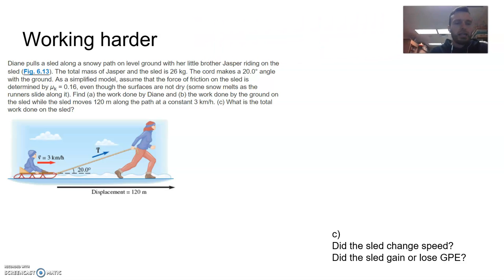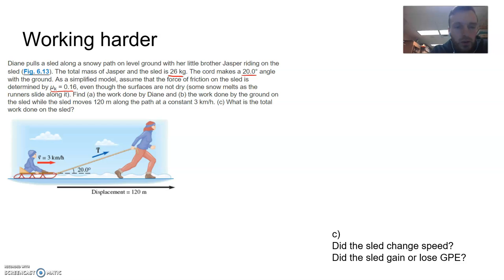All right, we got Diane, it's just like my aunt, pulls the sled, and let's do a little speed reading here. The total mass of Jasper in the sled is 26 kilograms. The cord makes a 20-degree angle with the ground. As a simplified model, assume the force of friction on the sled is determined by μk. By the way, μk means kinetic coefficient of friction, which is the friction that we experience as two surfaces move relative to one another, aka sliding.